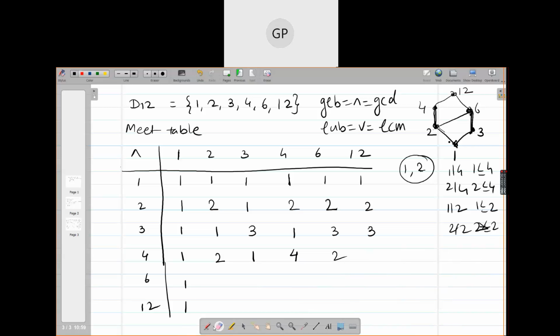Okay, next 4 and 12. 4 and 12 are connected by an edge. So what is their GCD? What should be their GCD?